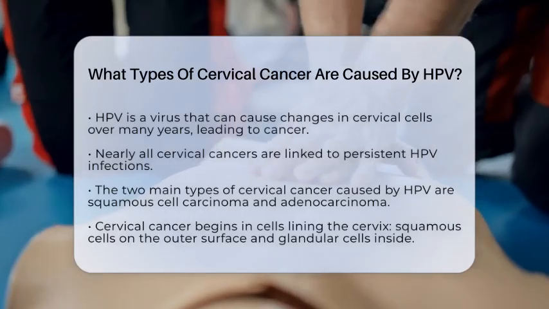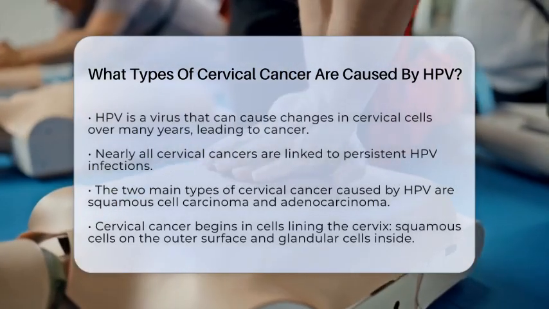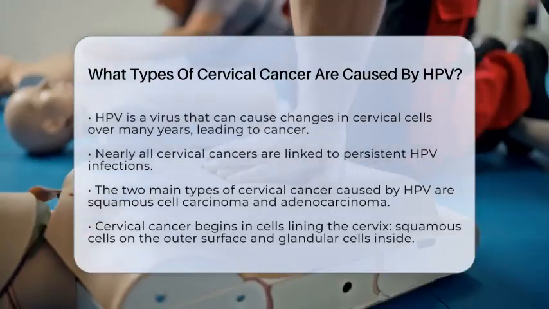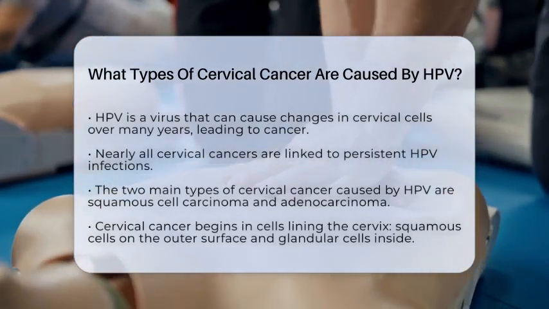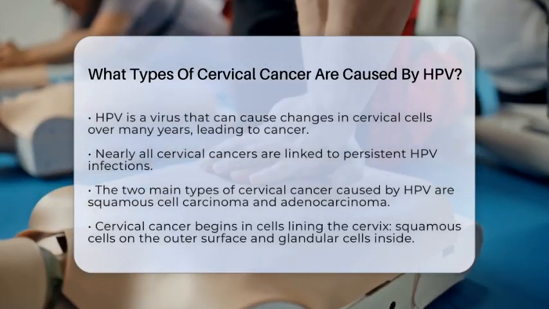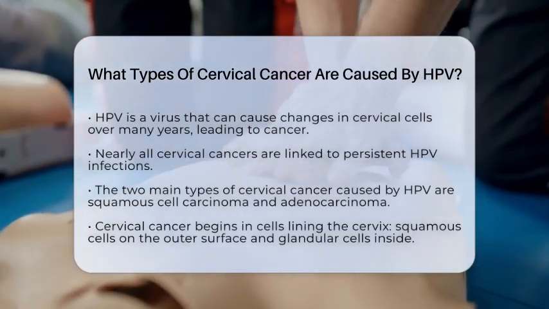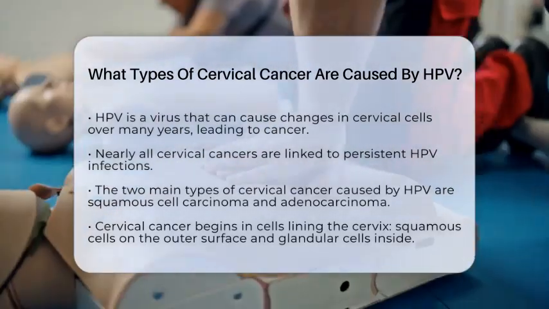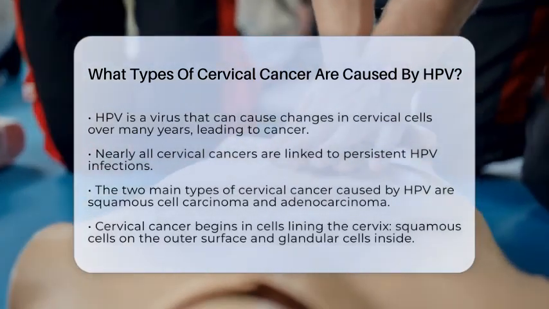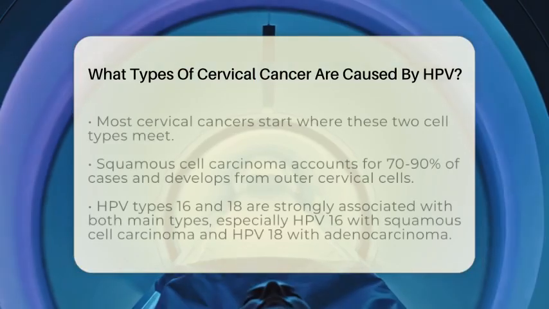Cervical cancer begins in the cells lining the cervix, which has two main types: squamous cells on the outer surface and glandular cells lining the cervical canal. Most cervical cancers start at the junction where these two cell types meet. When high-risk HPV infects these cells, it can cause abnormal changes that may develop into cancer if not caught early.